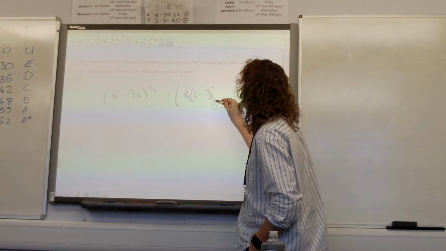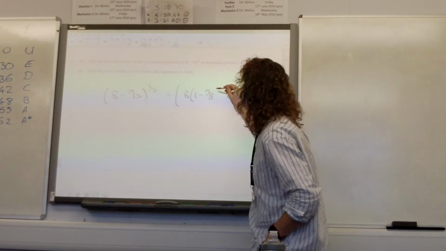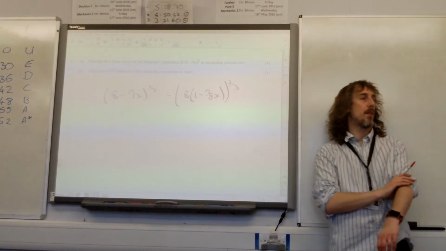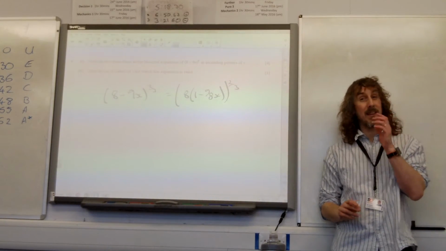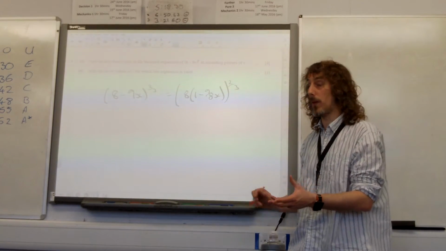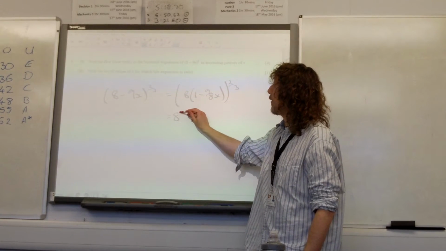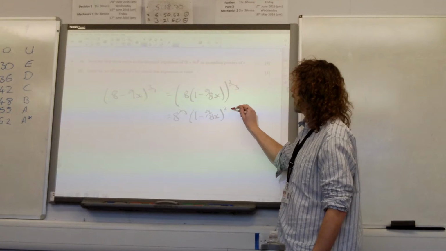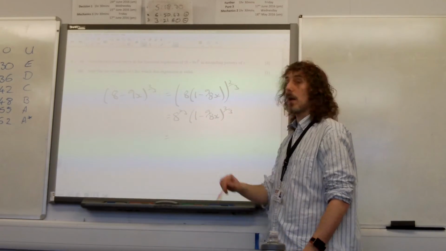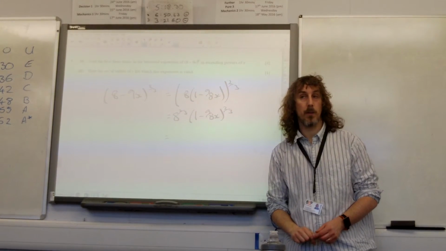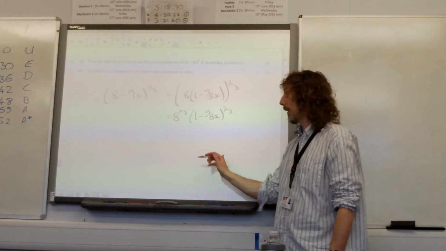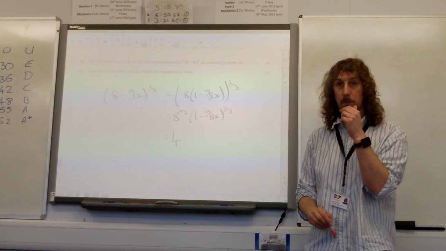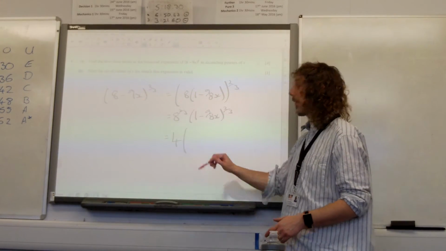to the 2/3. That's all for 2/3. That means everything inside that bracket is to a power of 2/3. So that is 8 to the 2/3 times (1 minus 9/8 of x) to the 2/3. And 8 to the power of 2/3, cube root and then square, is 4. So we have a 4 at the front of that bracket. That is important to get the 4 there at the start.